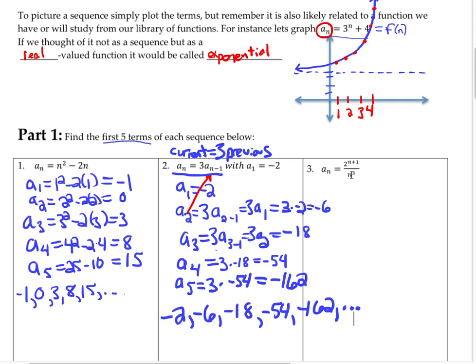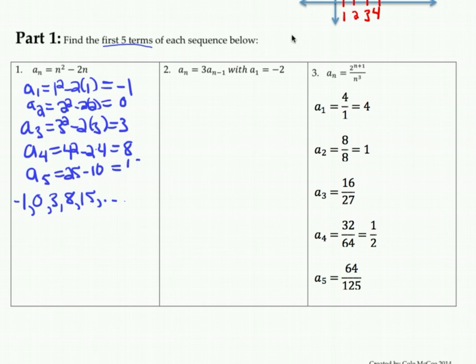Now, I would pause the video right now, and I'll pop up the answers to this third sequence in just a moment. So go ahead and pause, and we'll pop up those answers in just a second. I've gone ahead and already evaluated the first 5 terms of this explicit sequence. Hopefully you're clear on that by now. So this is an explicit sequence, and you compute the first 5 terms. I didn't really show my work. Here's what you should get. So the list would go 4, 1, 16/27, 1/2, 64, 1/25, etc.